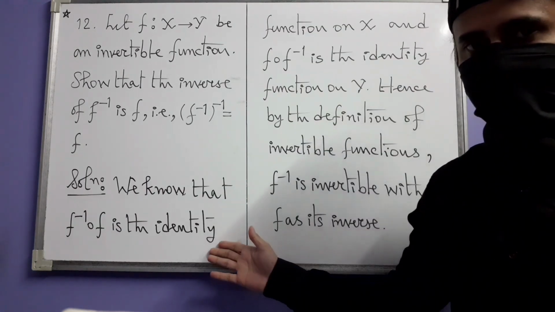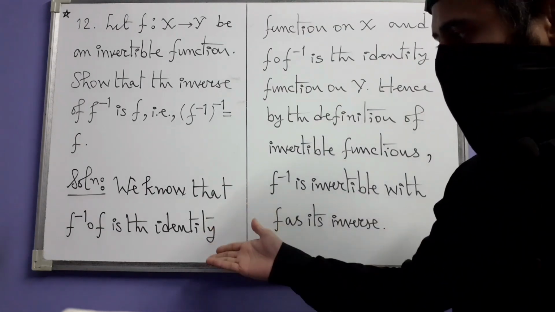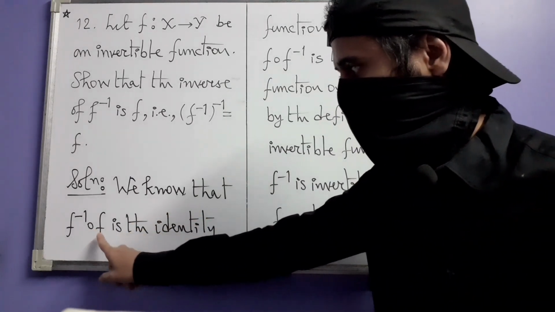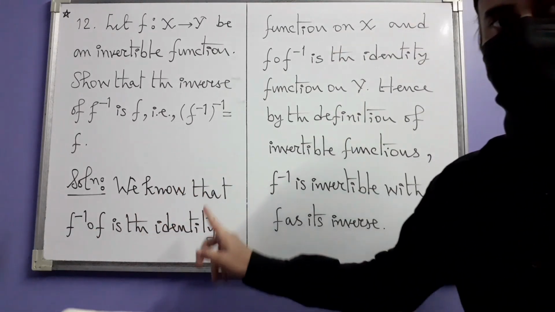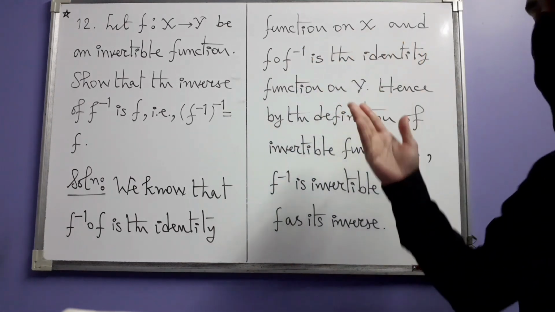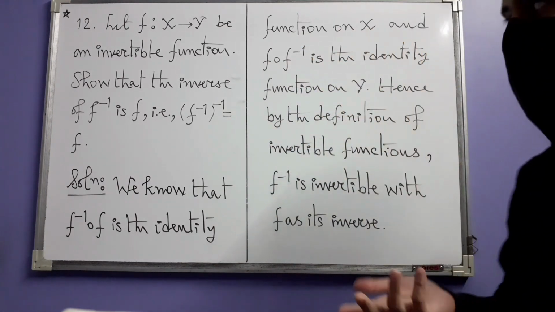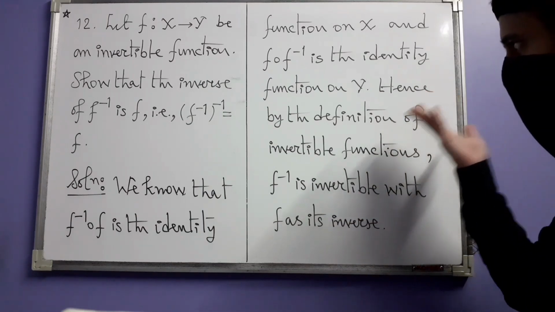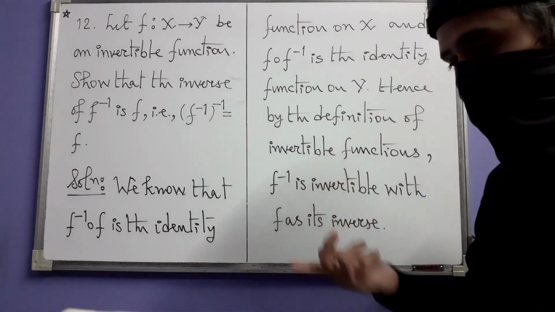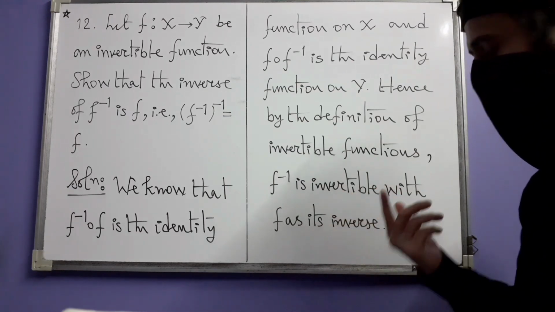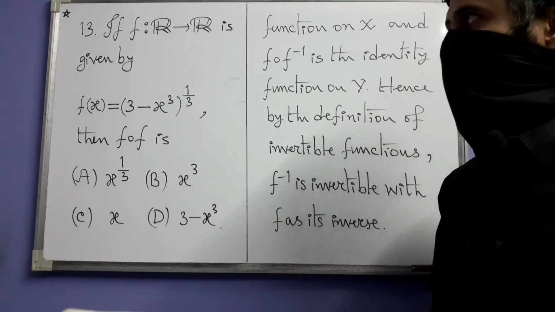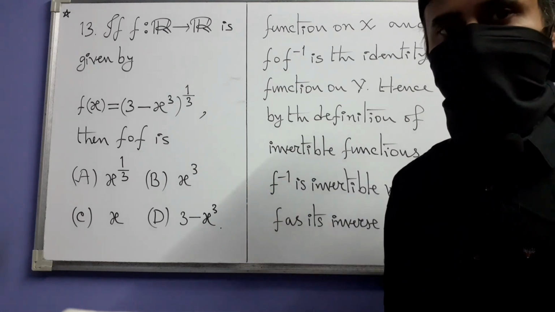And the solution is pretty easy. We first note what we already know. We know that f inverse composite f is the identity function on the set x, and f composite f inverse is the identity function on the set y. And that is why, by the very definition of invertible functions, f inverse is itself invertible and has f as its inverse. That's it. Next we have number 13, which is a multiple choice question.